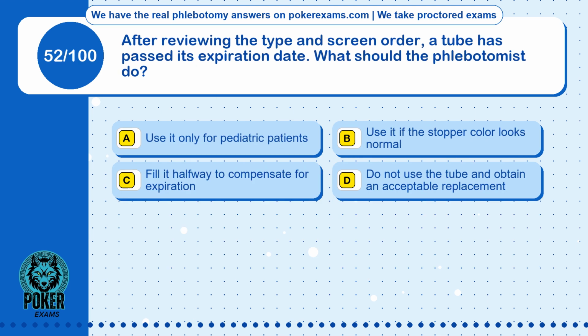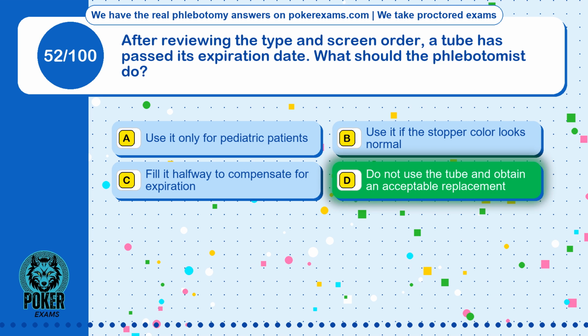Question 52. After reviewing the type and screen order, a tube has passed its expiration date. What should the phlebotomist do? Option A. Use it only for pediatric patients. Option B. Use it if the stopper color looks normal. Option C. Fill it halfway to compensate for expiration. Option D. Do not use the tube and obtain an acceptable replacement.